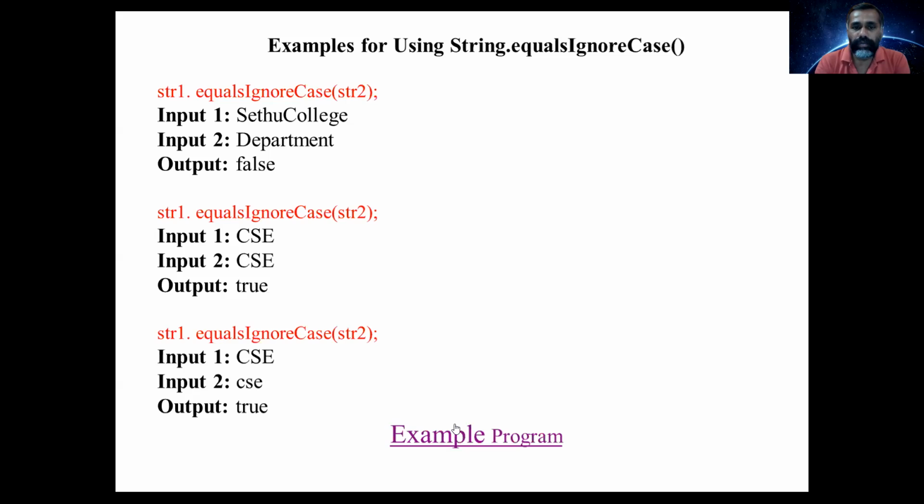And this is the main thing. In the third one, we are comparing string 4 and string 5 using equalsIgnoreCase. Here string 4 is CSE and string 5 is CSE in small case, but since we are using equalsIgnoreCase, it ignores the case and checks the data, and it is true. And finally, it compares string 1 and string 4, say the college and CSE, it is false. So this is for equalsIgnoreCase. It ignores the case.